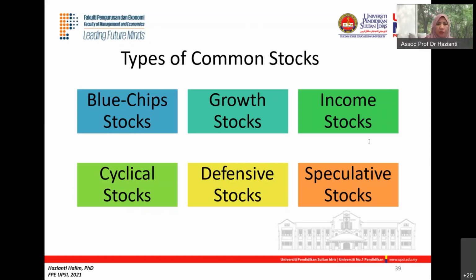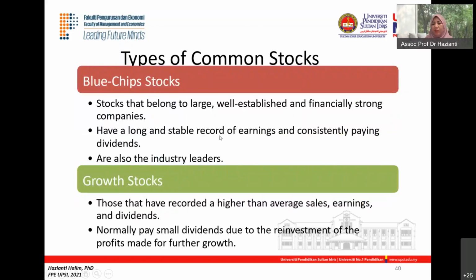Right, so let's look at the first one, which is blue chip stocks. These are stocks that belong to large, well-established and financially strong companies. Remember last week we talked about the top 30 companies where you gave me examples. For example, we have Petronas, Maxis, Celcom, Sime Darby, and Nestle. Those are the types of blue chip stocks.